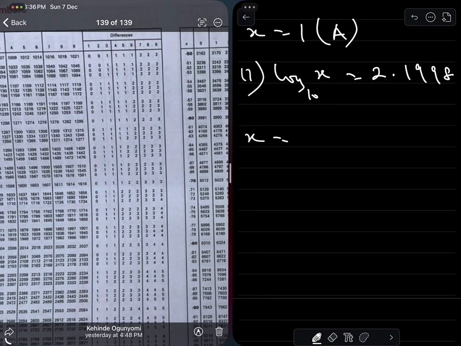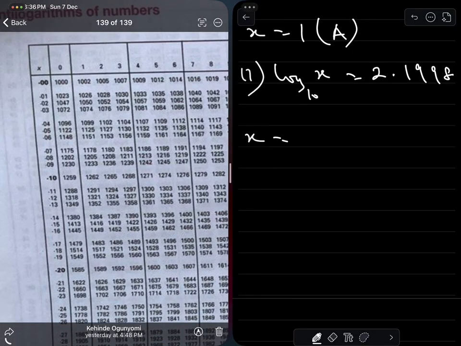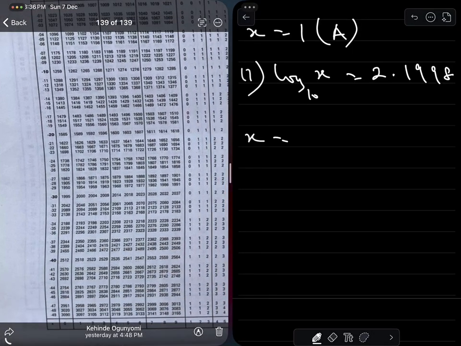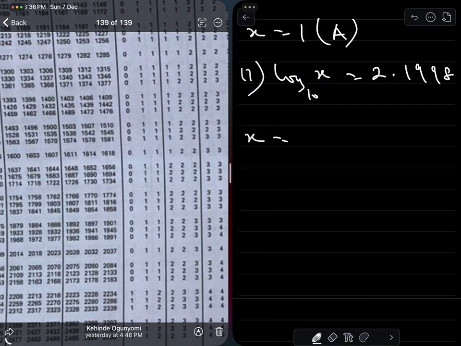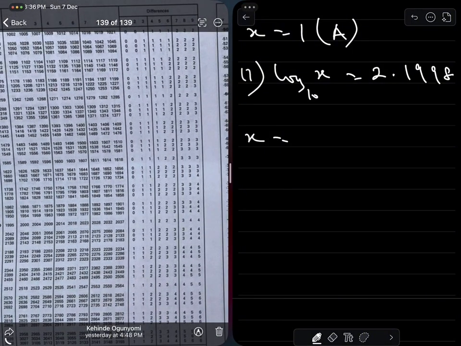19 under 9, difference 8. Anti-log 19 under 9. What's that? 1581. Can you see it? 1581, difference 8.